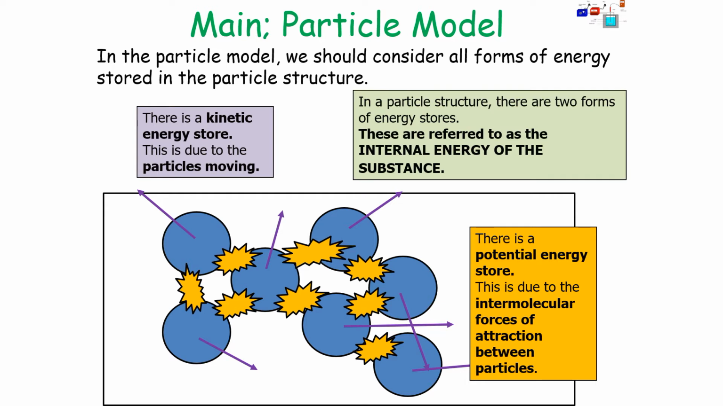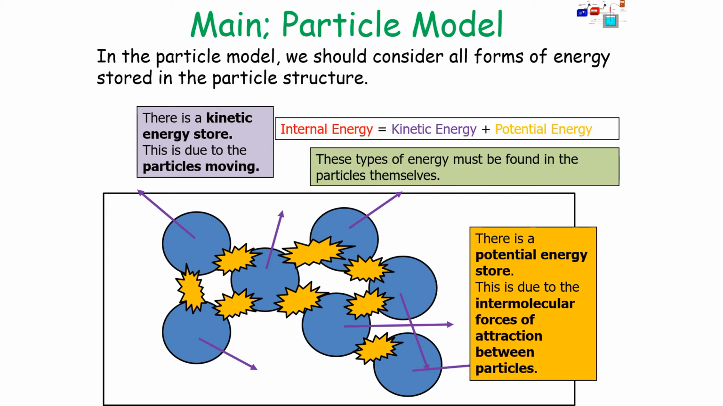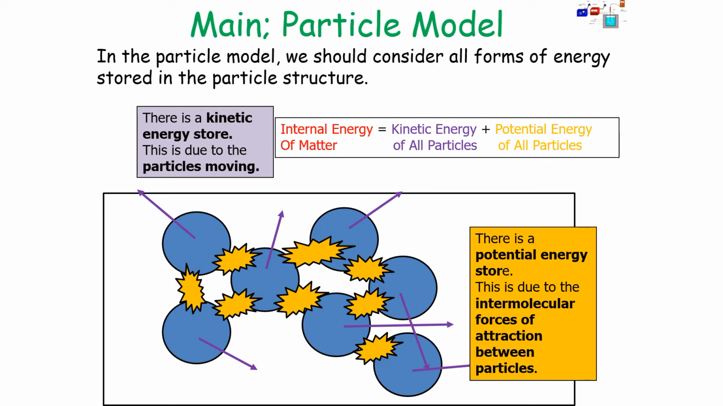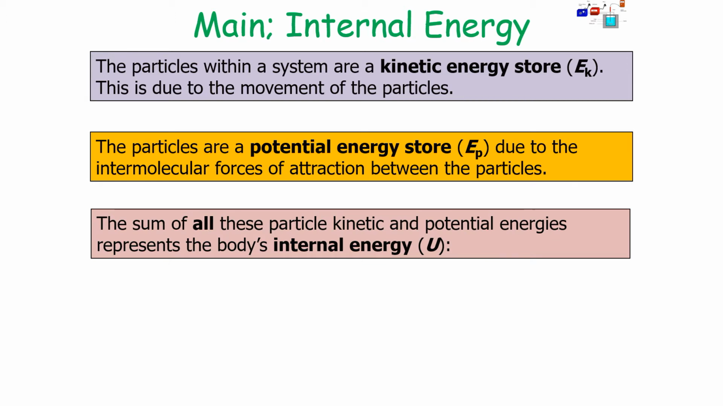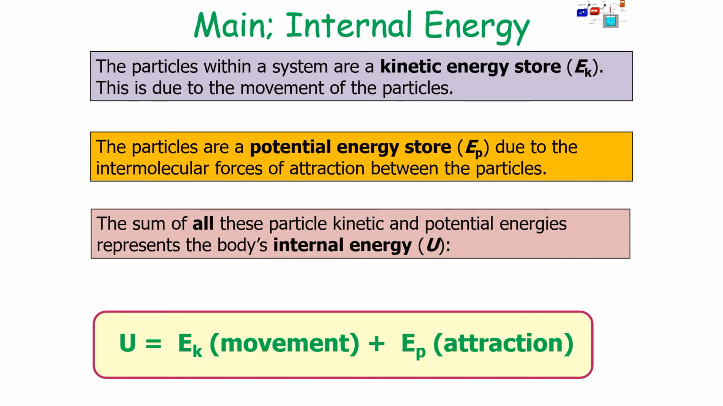Now together we can combine these two energy stores to say we've got the total energy of the particles in the substance, and we call this the internal energy of a substance. So the internal energy is equal to the kinetic energy plus the potential energy, but it's important to note that it's for all of the particles. To summarize, the particles within a system have a kinetic energy store, and this is due to the fact that they are moving. The particles also have a potential energy store due to the intermolecular forces of attraction between the different particles. The sum of all these kinetic and potential energy stores represents the body's internal energy. So internal energy is equal to the kinetic energy store plus the potential energy store.